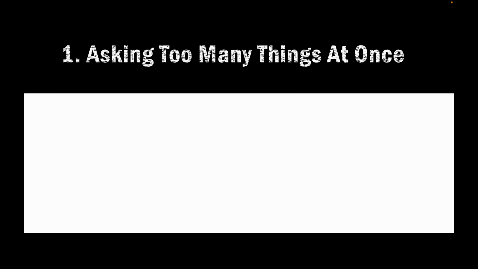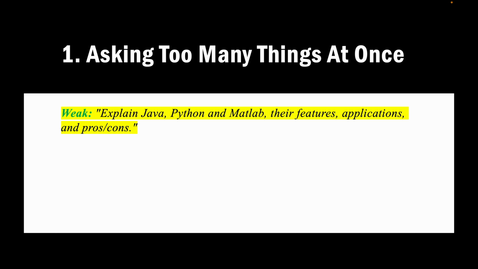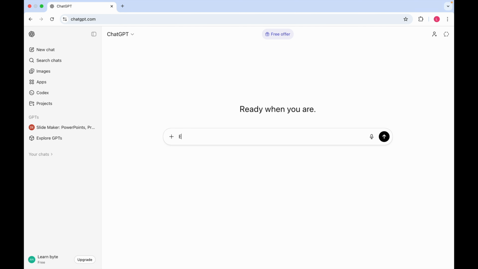Next are the mistakes we make in prompt engineering. The first is asking too many things at once. That is, a weak prompt can be like: explain Java, Python, and MATLAB, their features, applications, and pros and cons at once. So let's write this and see.